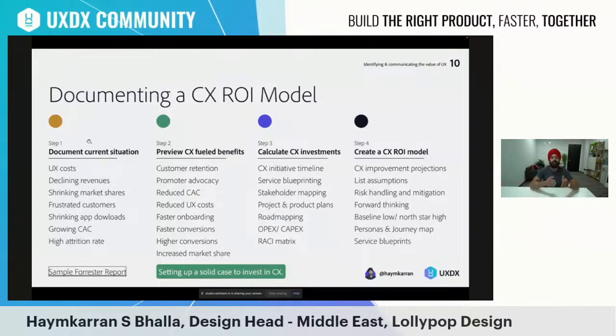Now, step one in creating an ROI model is to document the current situation. Reach out to the stakeholders, try and understand the current situation in terms of, for example, let's say you get feedbacks around these lines, let's say declining revenues, shrinking market shares, frustrated customers, increasing investments in customer acquisition costs, right? And there could be many, many more, right? So step one for you is to understand thoroughly what is the current situation around the problem. Step two is to visualize and give a preview of CX fueled benefits.